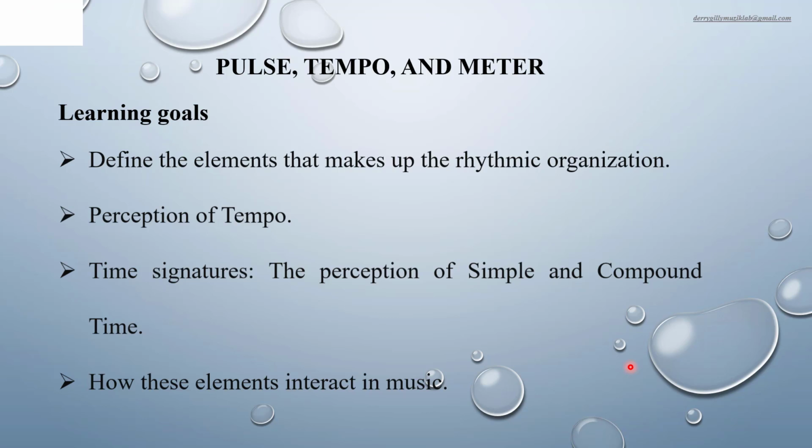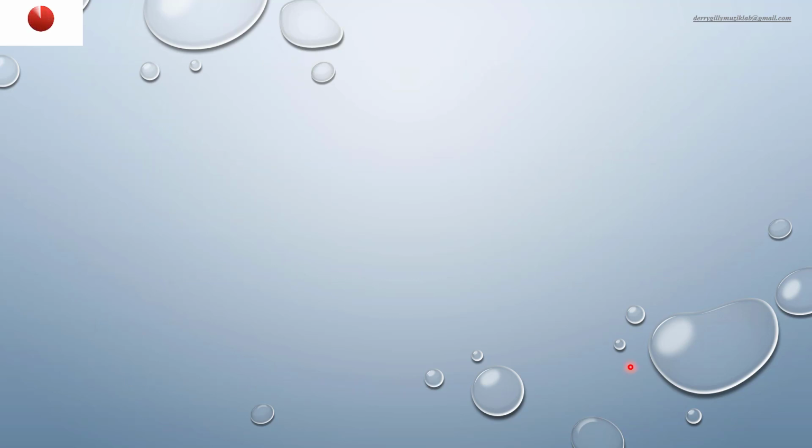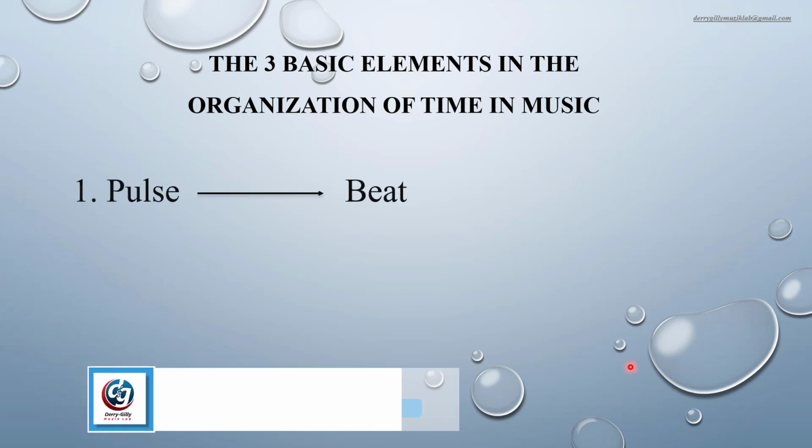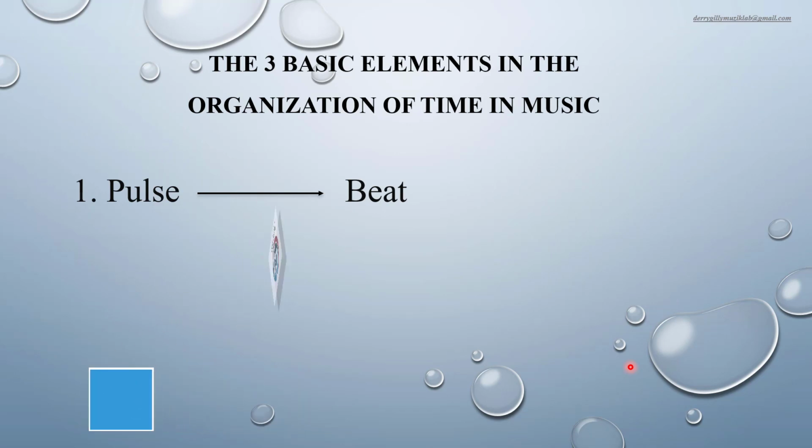Now, we perceive the organization of time in music in terms of three fundamental elements. So, what are the three fundamental elements or the three basic elements in the organization of time in music? The first one, we'll just mention it and then we'll go through it. The first one is the pulse. The pulse or the beat talks about the background or the heartbeat of a piece of music.